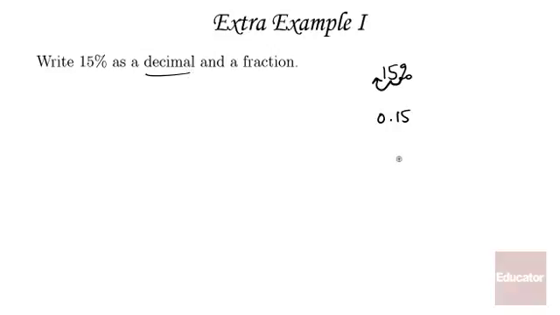Then as a fraction, I'm going to take the 15, put it over a fraction bar. There were 2 decimal places, so that's the 100th place, so 2 zeros. And I'm going to remember to simplify. Divide by 5, divide by 5. I get 3/20. So 15% as a decimal is 0.15, and as a fraction is simplified to 3/20.